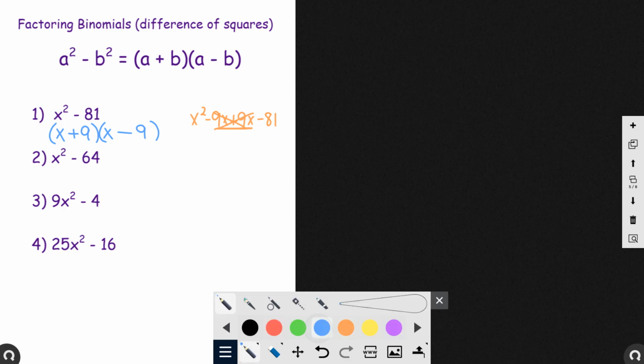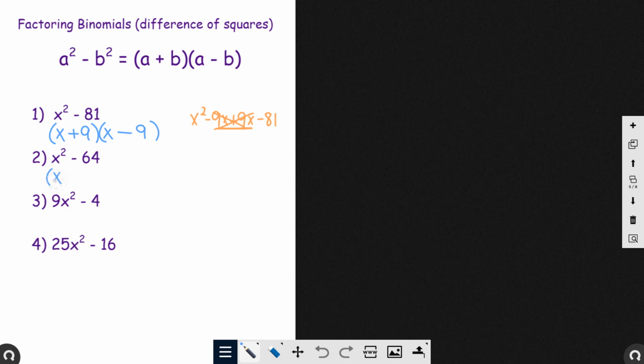So let's look at our next problem. What if we have x squared minus 64? What times what makes 64? 8. So this would factor to... Very good. And some people put x minus 8 first and then x plus 8 second, and that's perfectly fine. As long as one's positive and one's negative, it doesn't matter the order because multiplication is commutative.